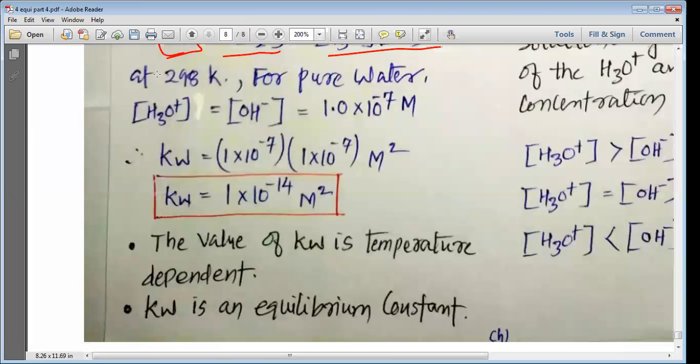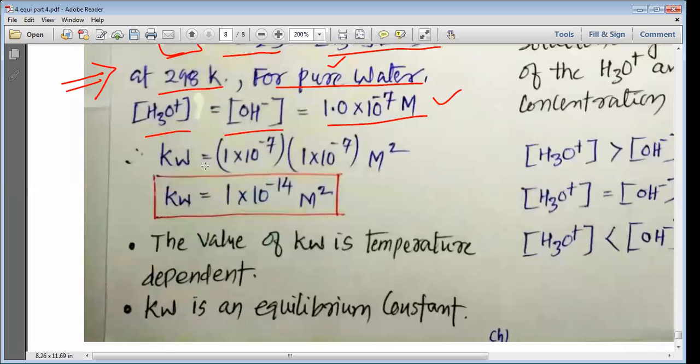Now this is what you need to remember: at 298 Kelvin for pure water, the concentration of H3O plus is equal to the concentration of OH minus, which is equal to 1.0 into 10 to the power minus 7 mole per liter. So this is how, my dear students, we can understand that at 25 degrees centigrade, the concentration of H3O plus and the concentration of OH minus are the same for pure water, and that concentration is 10 to the power minus 7 mole per liter.